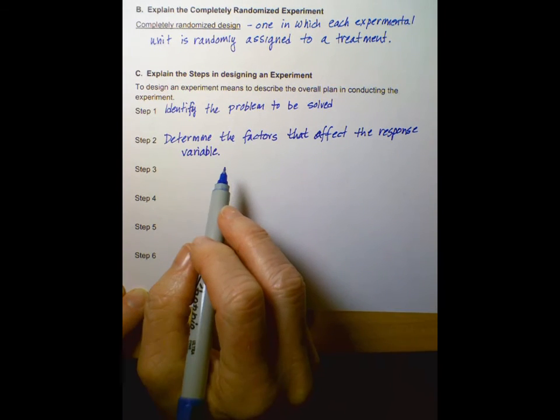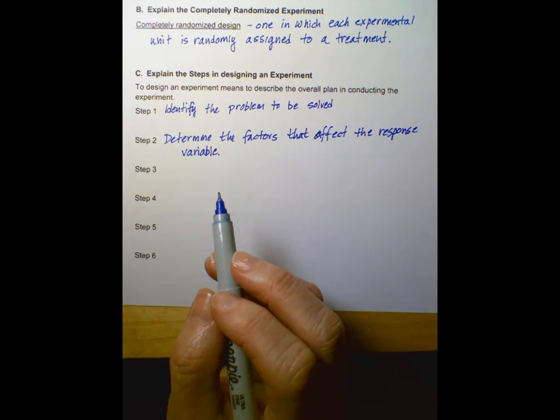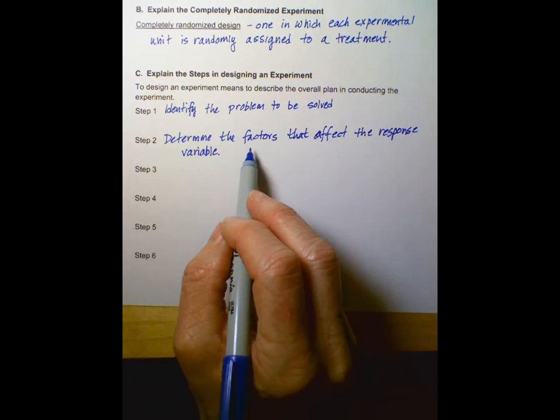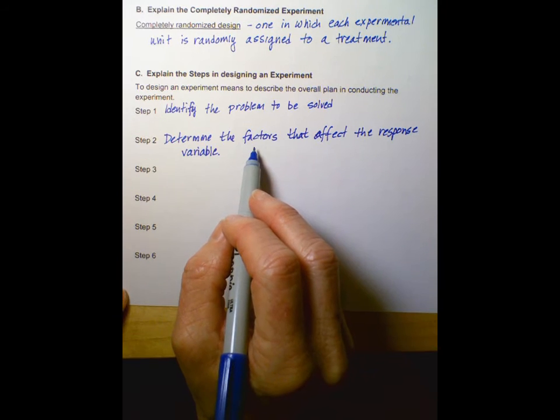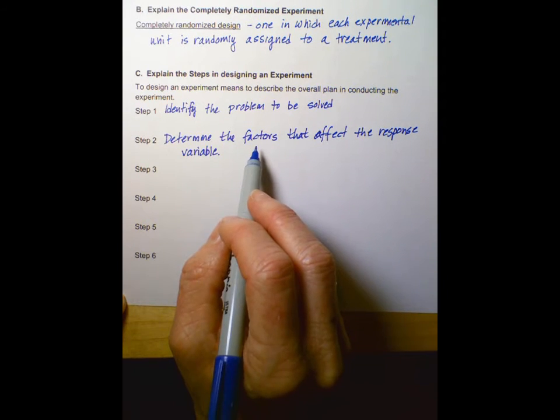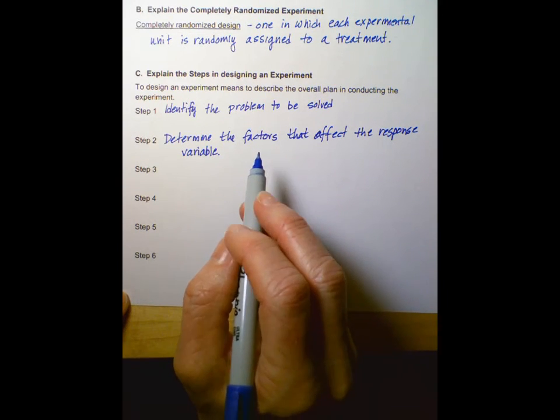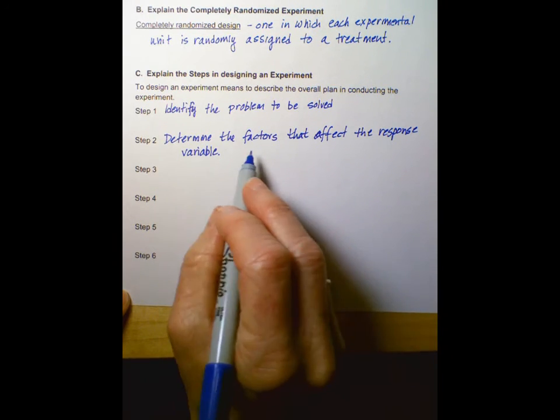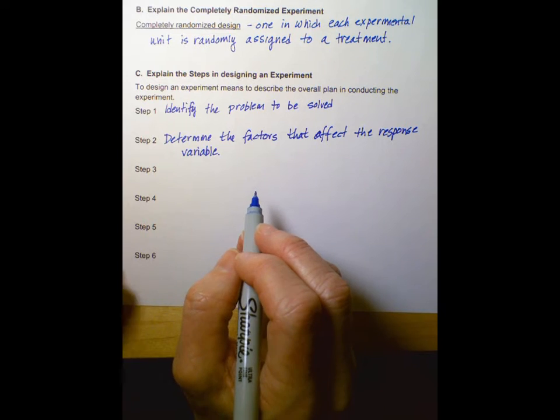For example, I think we previously had one about students and their homesickness that are away at college, and some of the factors we said would be the distance their college was from home, and maybe what level they were in school, freshman versus sophomore. Those would be factors that affect how homesick students are.